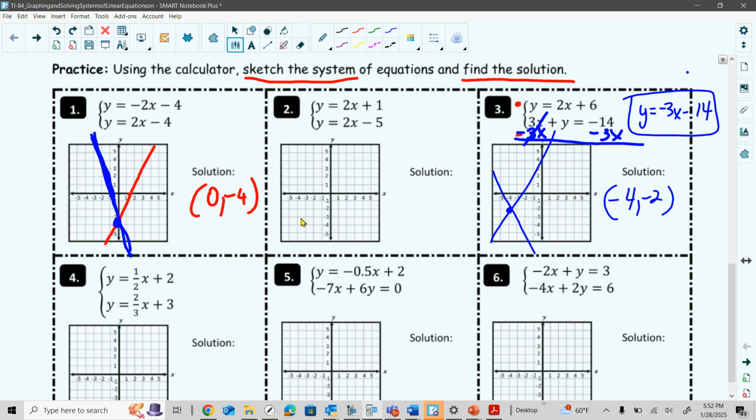All right, so I want you to finish this. This is going to end up going into our spiral. And then when you're done with this, you're going to go to IXL and do some practice. Let me show you that here in a second. Hold on.